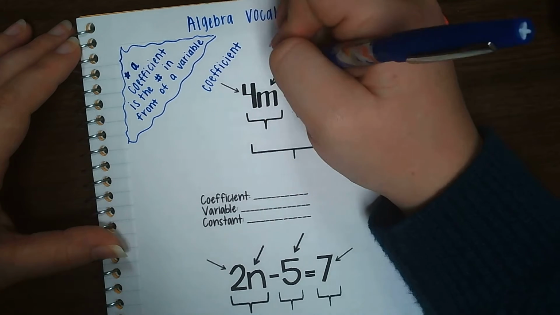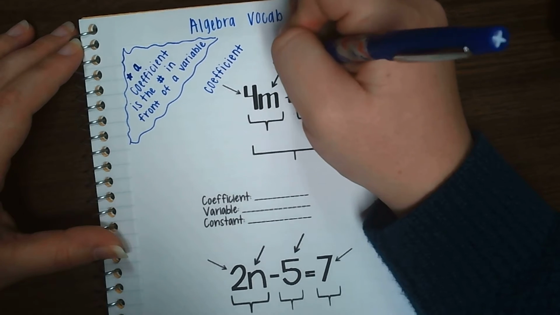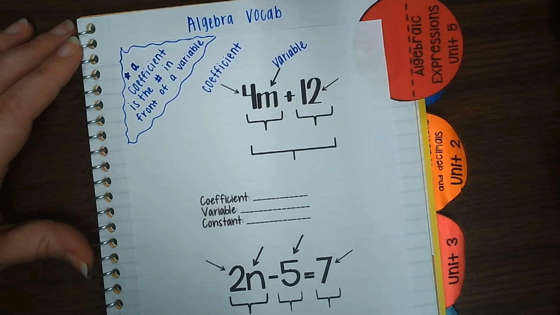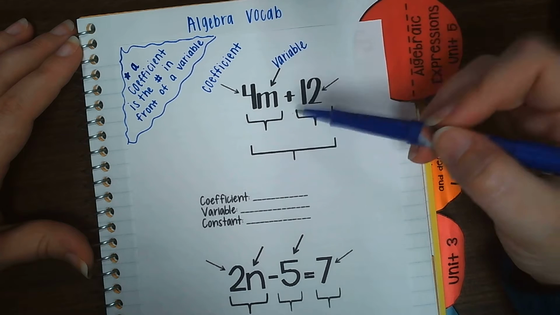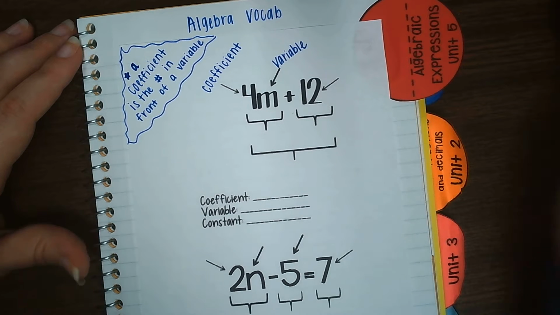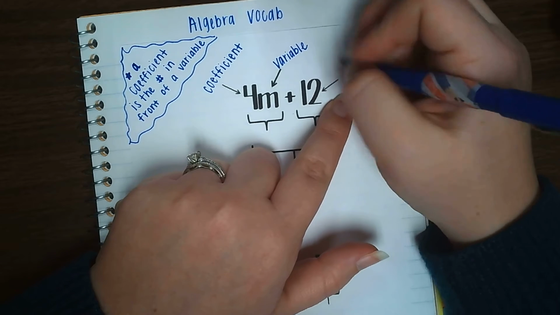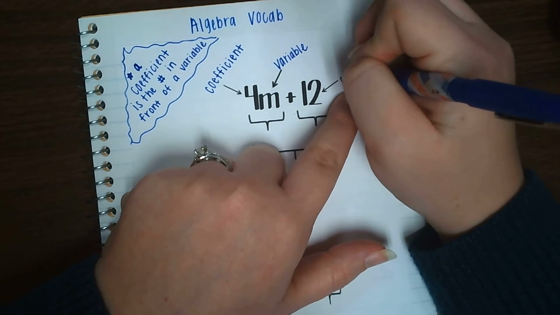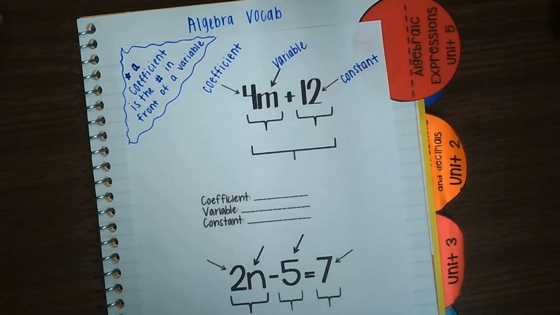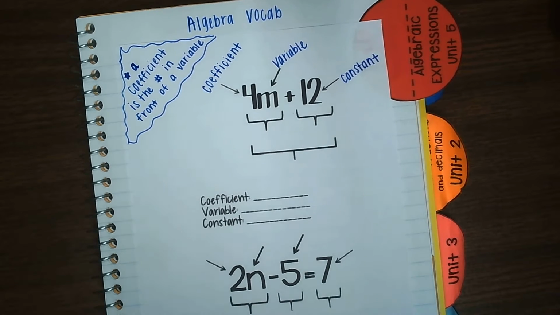A variable, right here, is just an unknown number. If we don't know what the number is, we substitute it in with a letter. Usually it's X or N, but it can be any letter in the alphabet. This last 12 is called a constant. That just means it's a number. Numbers never change. That's why we call them constants.